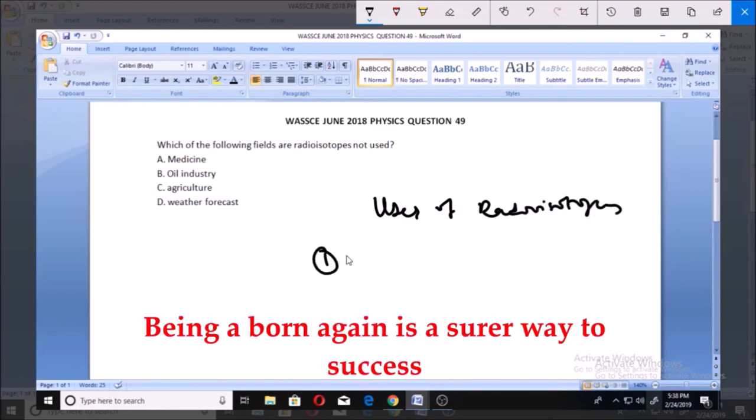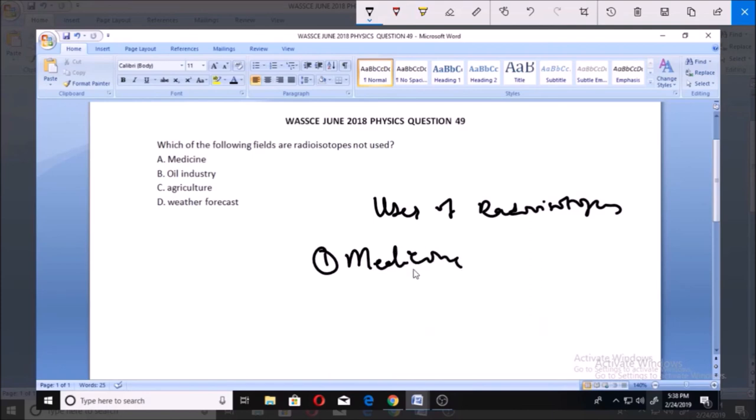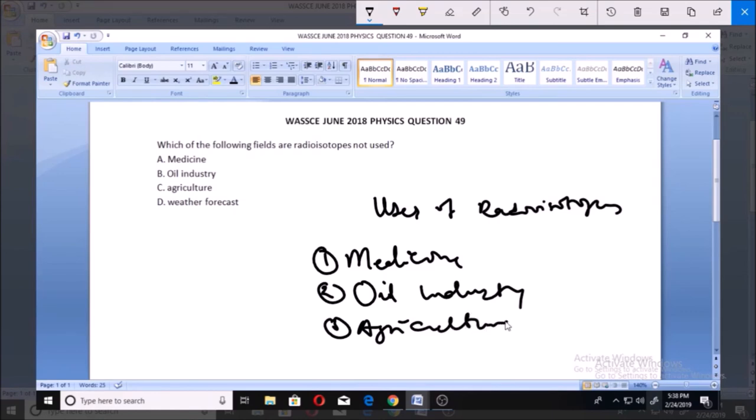you find out that they can be used in medicine, very important. They can be used in the oil industry for oil exploration. They can also be used in agriculture. So you can use radioisotopes in studies in all these fields. But the last option, weather forecast, there is no such in our books from what we've read so far under radioisotopy and its application. So it's not actually used in weather forecast. So weather forecast is the field where you don't use radioisotopes.